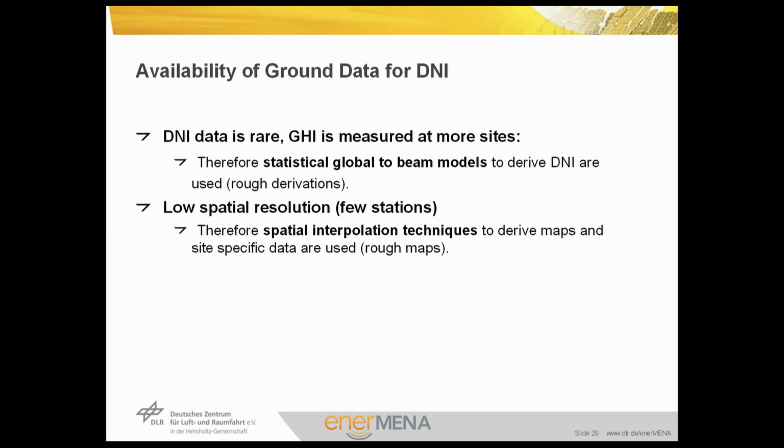In the end, we have to say that DNI data is rare. GHI is measured at more sites, and therefore there are statistical global-to-beam models that allow you to derive DNI based on GHI. However, the models can only give you rough derivations. Because there are so few stations, the spatial resolution that you can obtain from ground data is low. Therefore, spatial interpolation techniques were created in order to derive maps and site-specific data.